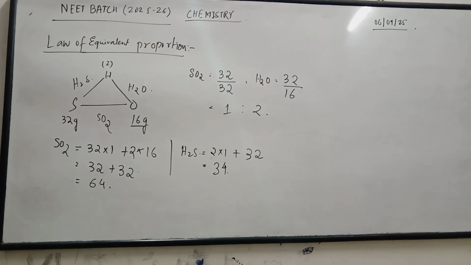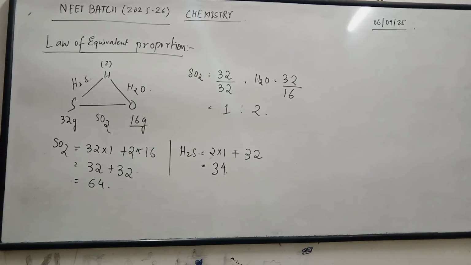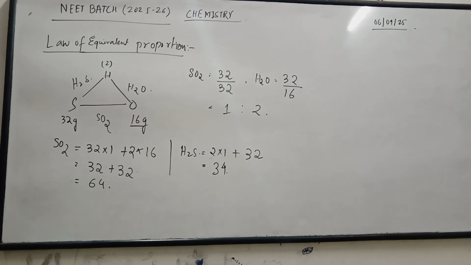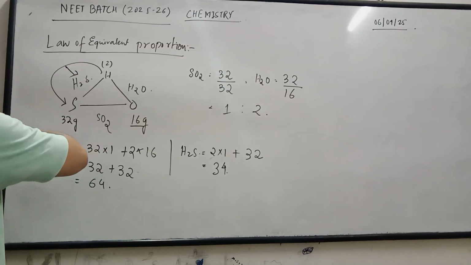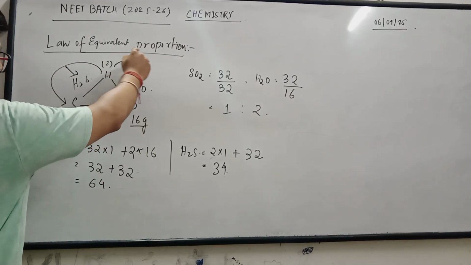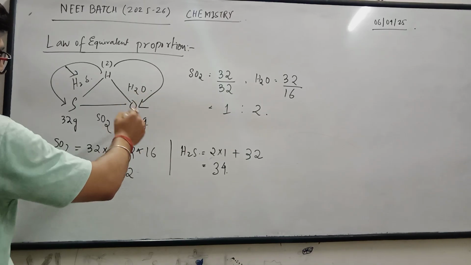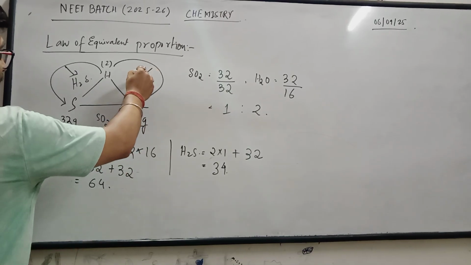Here we can show how the law of equivalent proportion works. Simply, the weights of two or more substances which react separately with the weight of a third substance are also the weights of these substances which react with each other. 2 gram of hydrogen reacts with 32 gram of sulfur, forming H2S. Similarly, 2 gram of hydrogen reacts with 16 gram of oxygen to form water.